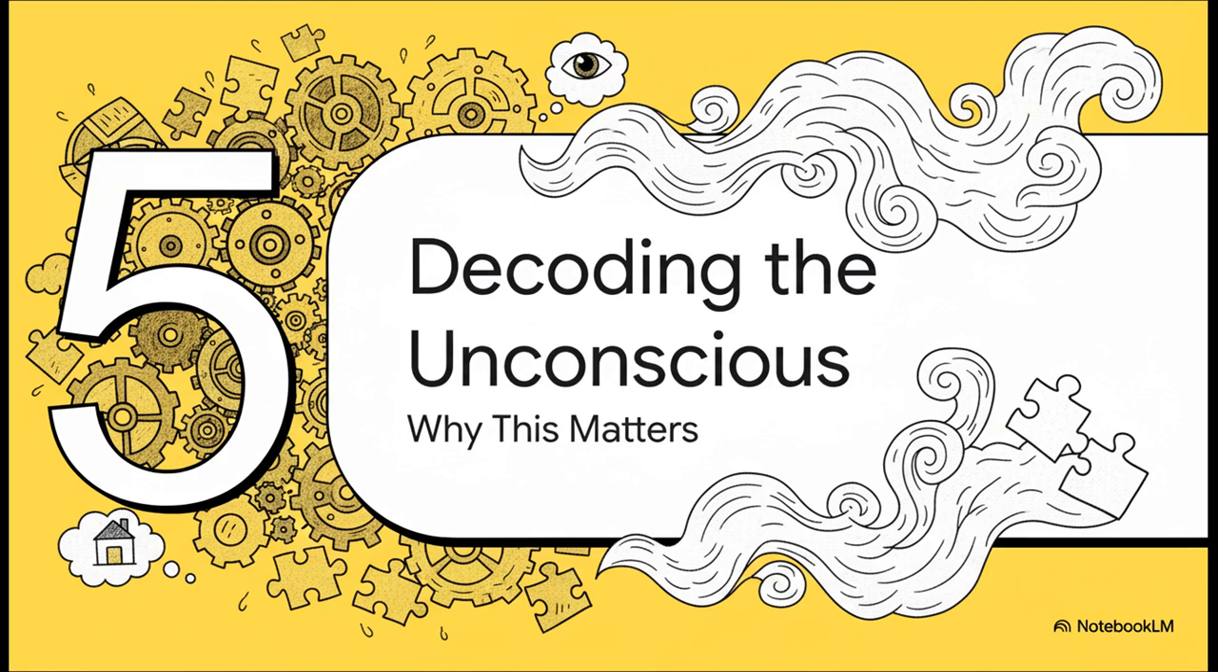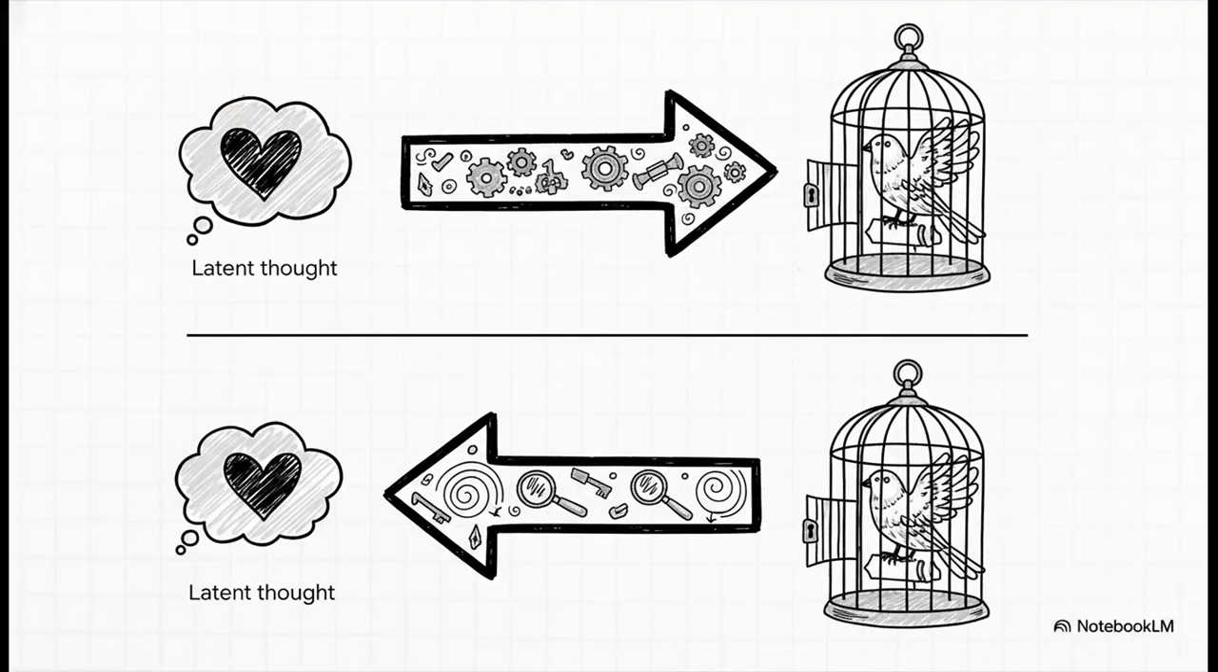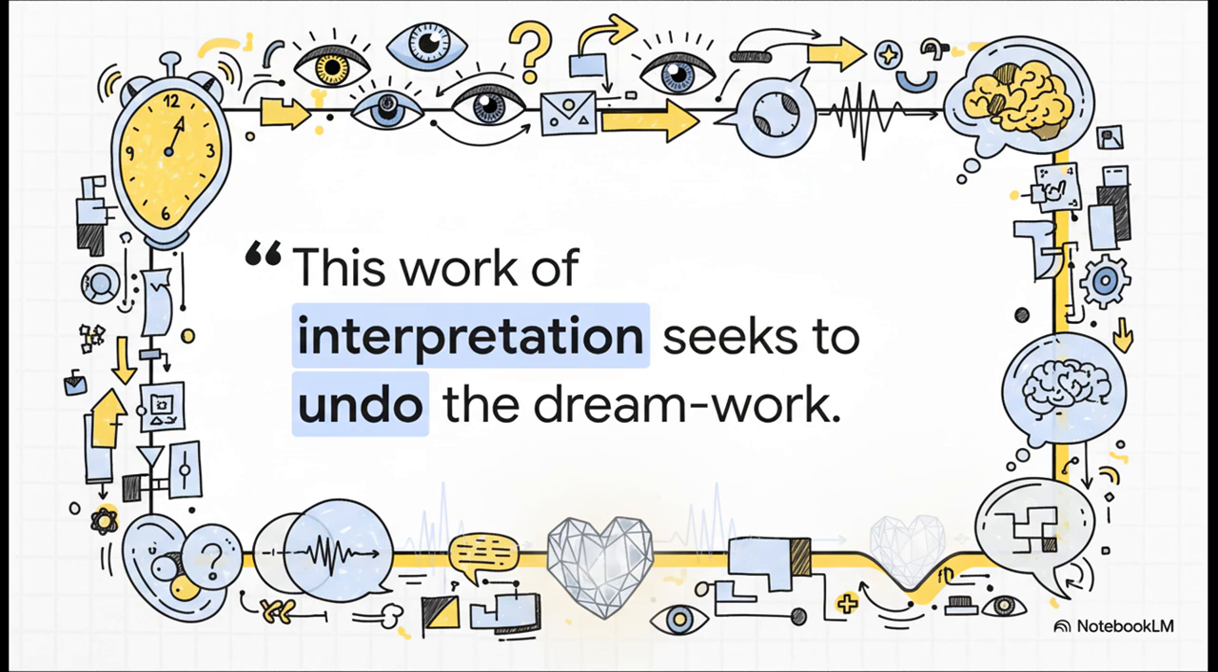So, after going through all that, this complicated, weird, fascinating machinery, you have to ask, why does any of this actually matter? Well, it's all about learning to decode the unconscious. Here's the most important point. If the dream work is the process of encoding a secret message, then the whole goal of dream interpretation is to learn how to reverse that process. It's about learning how to crack the code your own mind has created. And Freud himself put it perfectly. He said, the work of interpretation seeks to undo the dream work.